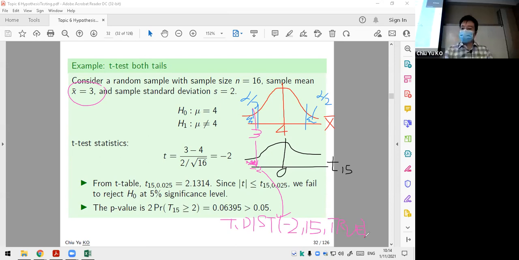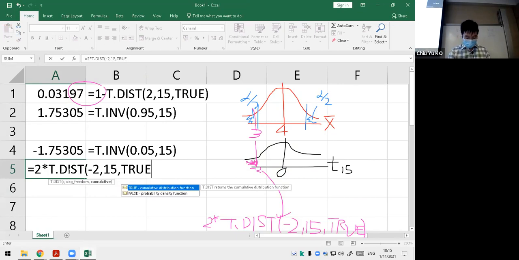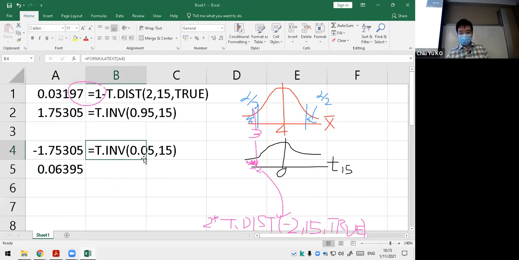And remember, this is not the p-value yet. You need to multiply by 2. So for Excel, you need to have 2 times this. Let me show in Excel. 2 times T dist of -2, 15, true. So this is how you arrive at the answer there.